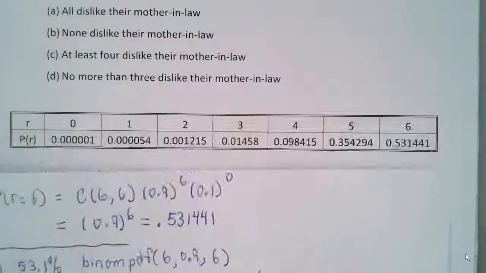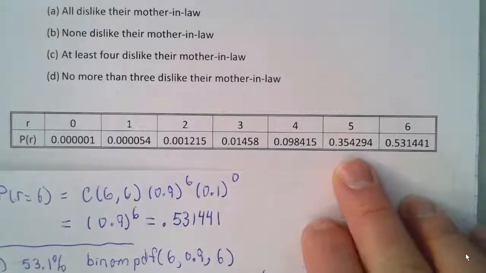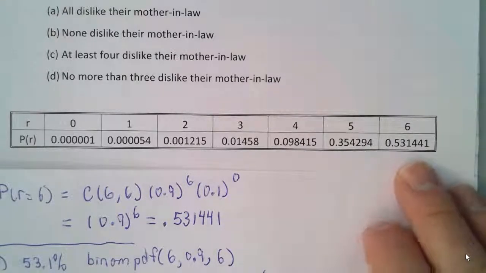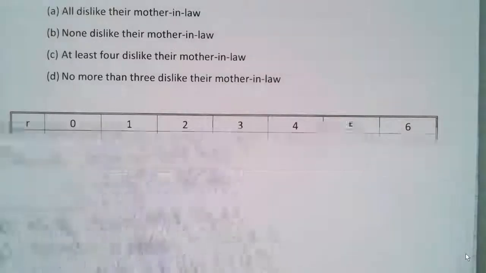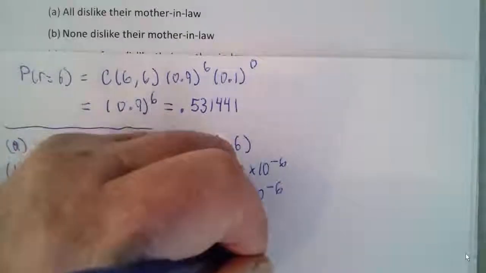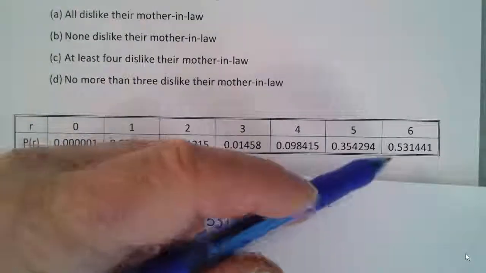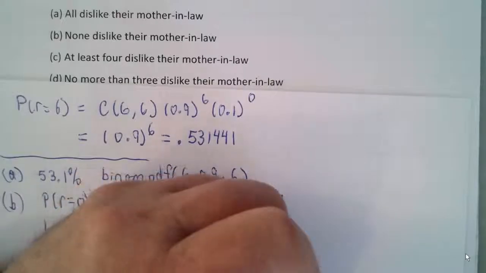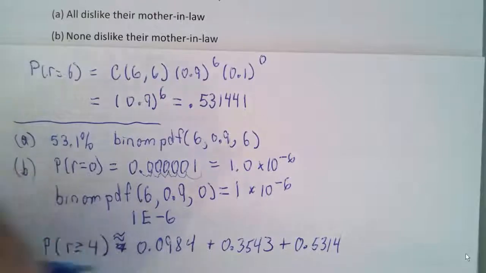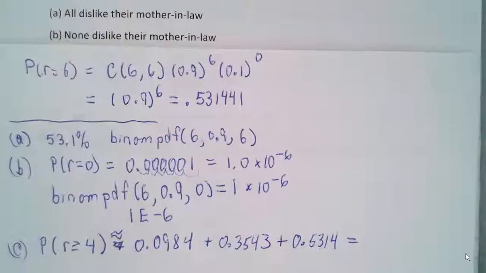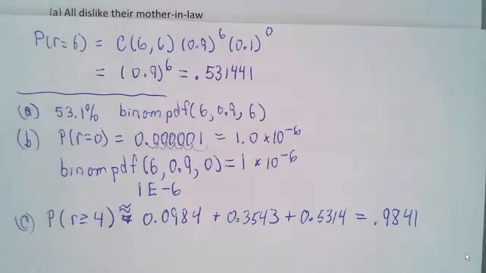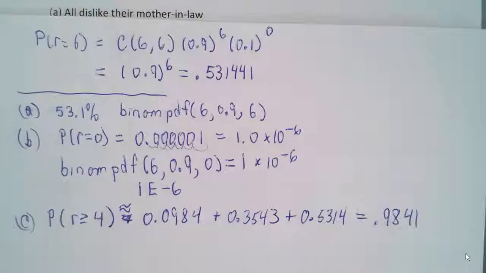0.0984, and the next two are 0.3543 if you round it, and 0.5314. So 0.3543. And the last one, 0.5314. And I've rounded those off a bit, but that should still give us a pretty good accuracy. And we just add these up on our calculator. And I get 0.9841, or about 98.41%.